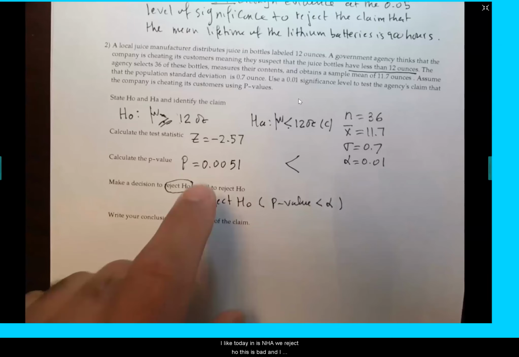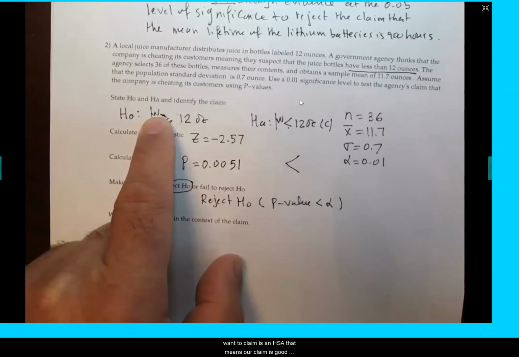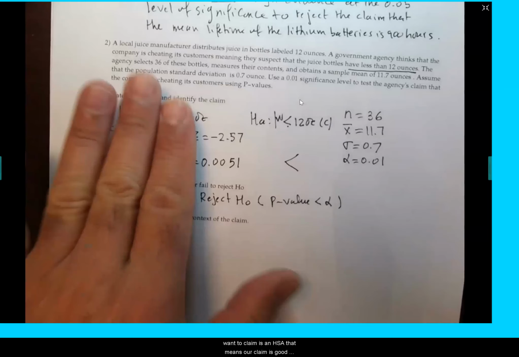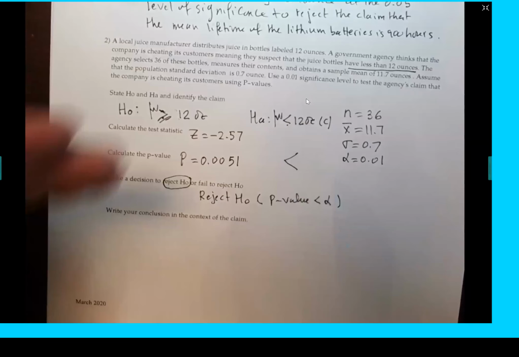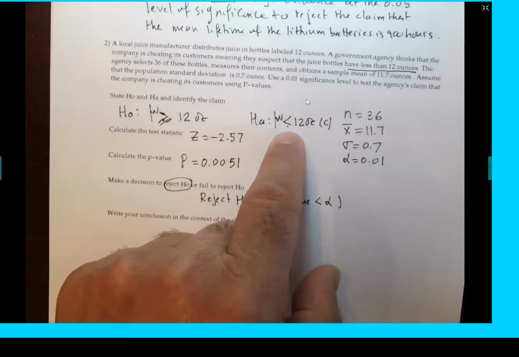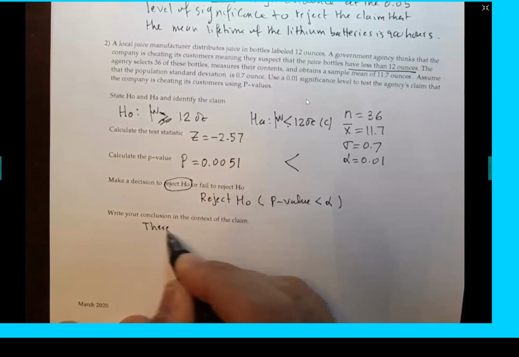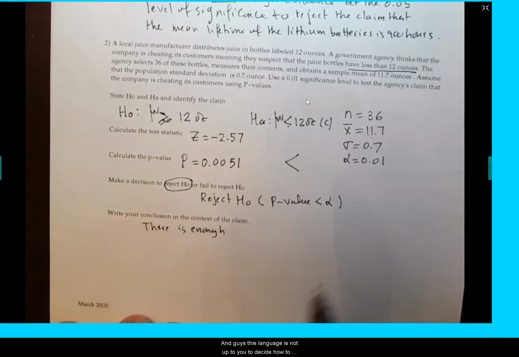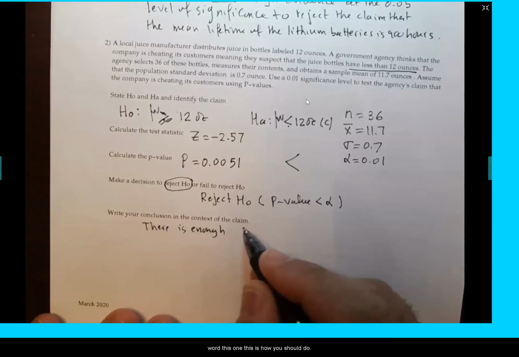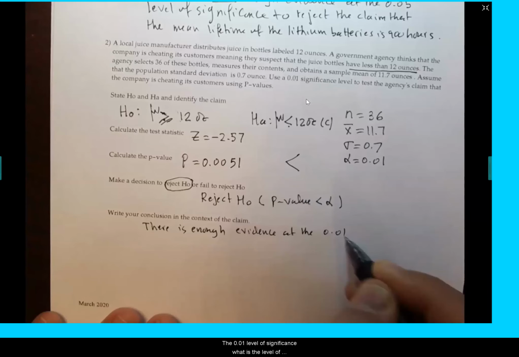Our claim is in HA. We reject H0. This is bad. And our claim is in HA. That means our claim is good because this one is bad. So we support HA. We say there is enough. And guys, this language is not up to you to decide how to word this one. This is how you should do it. Enough evidence at the 0.01 level of significance.